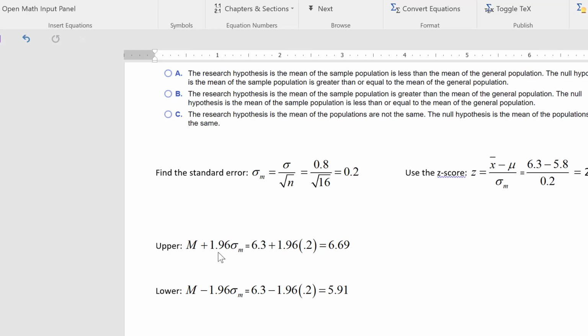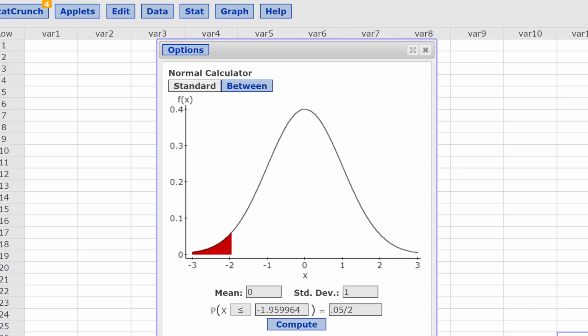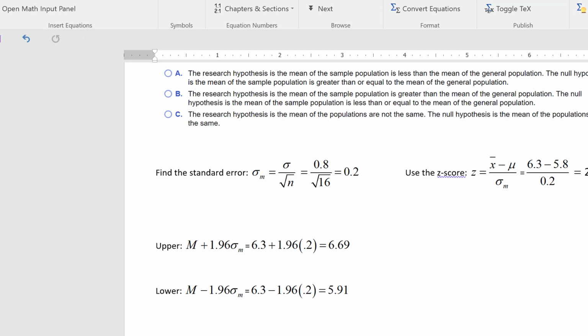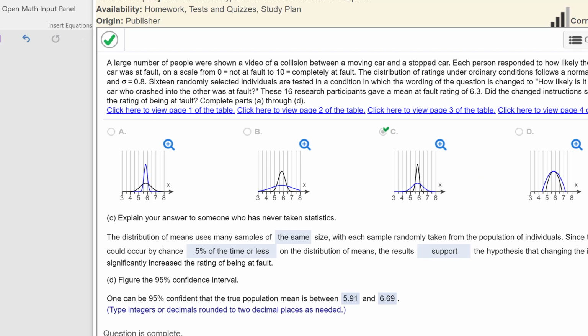You can switch over to the normal calculator app if you need to. So recall, you just put in the 0.05, it's 95%, so it's 0.05, and then divide it by 2. And you get the 1.96. So you put in the 0.2, which is the standard error, multiply that out, you get 6.69. Similarly, for the lower bound, it's a minus, and you're going to get 5.91. And so you put those in for the upper and lower bounds.